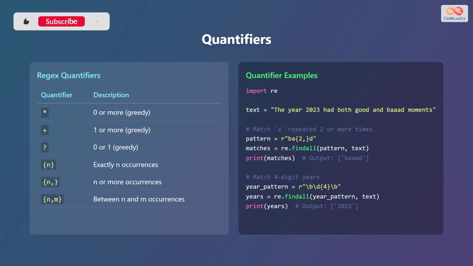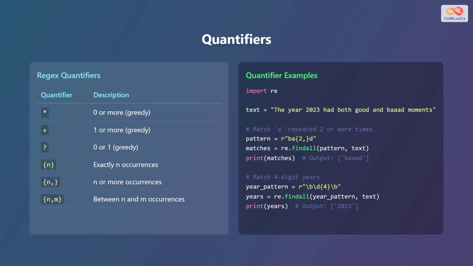Quantifiers specify how many instances of a character, group, or character class must be present in the input for a match to be found. Let's look at some common regex quantifiers. The * matches 0 or more occurrences of the preceding element. The + matches 1 or more occurrences. The question mark matches 0 or 1 occurrence.